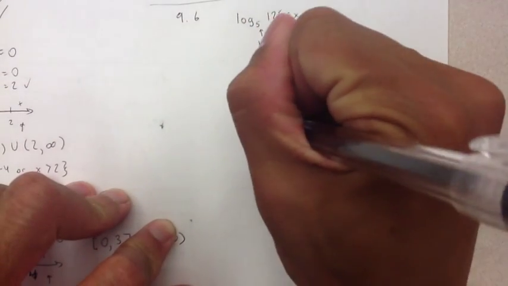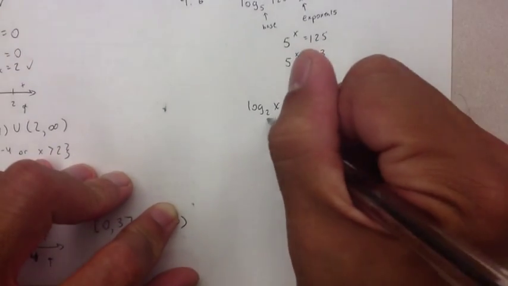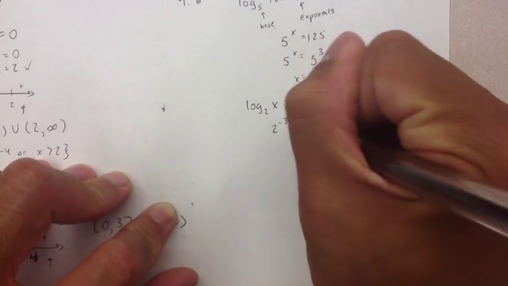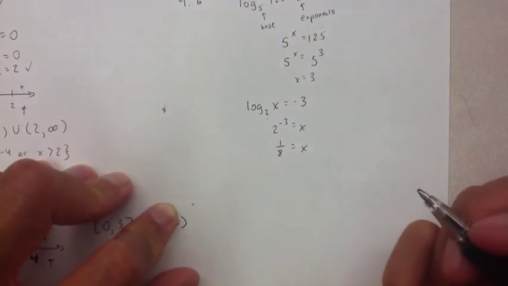For log base 2 of x equals negative 3, remember, base, exponent. So 2 to the negative 3 equals x, so x must equal 1 over 8.